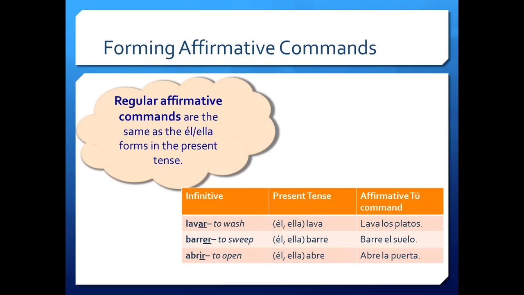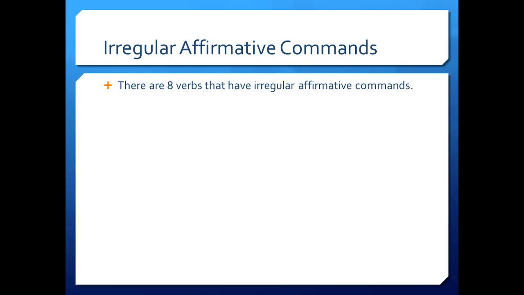But of course, what would Spanish class be without some irregulars? We in fact have 8 verbs that have irregular affirmative commands. Now, before I get started, if you don't know what these verbs mean in English, you might want to write their meaning down on your notes.